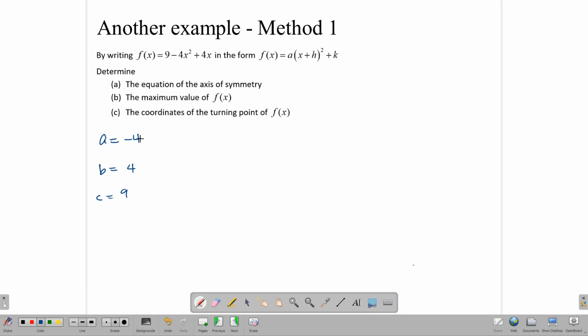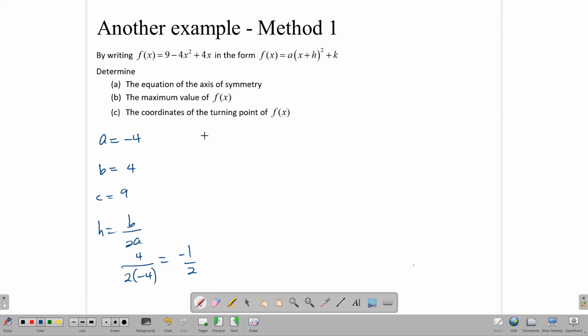So negative 4x squared plus 4x plus 9. And once we have that in that form, then we can go ahead and apply the formula. h is equal to b over 2a, which gives us b is 4 over 2 times negative 4. And this simply gives us negative 1/2.